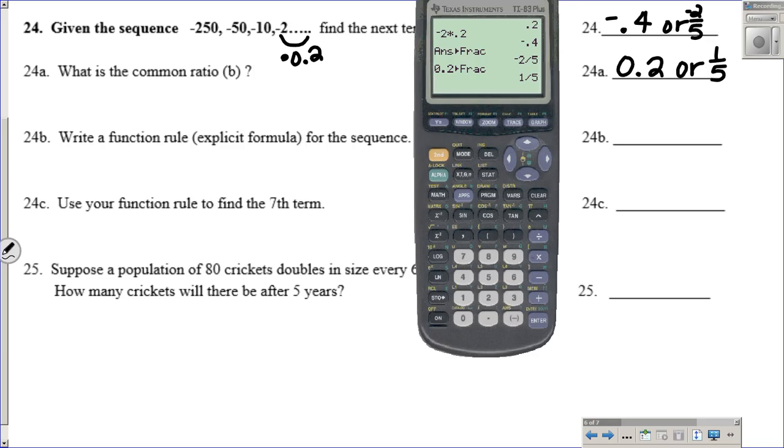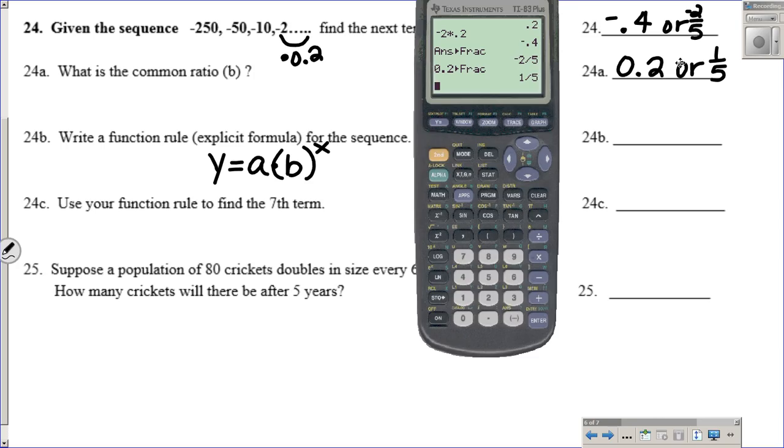Okay, for 24B, they want us to write the function rule, the explicit formula for the sequence. So remember, the explicit formula for a geometric sequence is going to be an exponential function. We need to know the zero term, so we need to work the sequence backwards one time. B is the common ratio we just identified in 24A. That's that 0.2 or 1/5. And then we raise this to the x power.